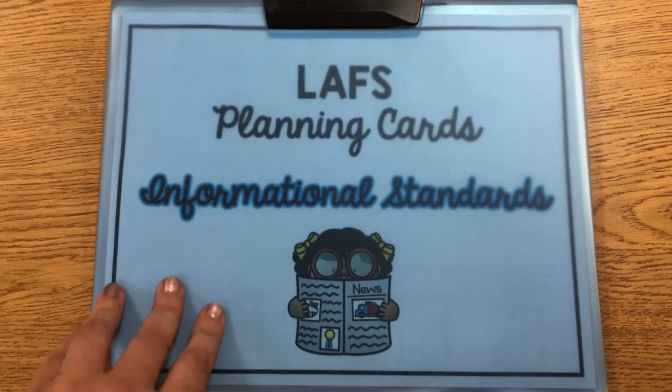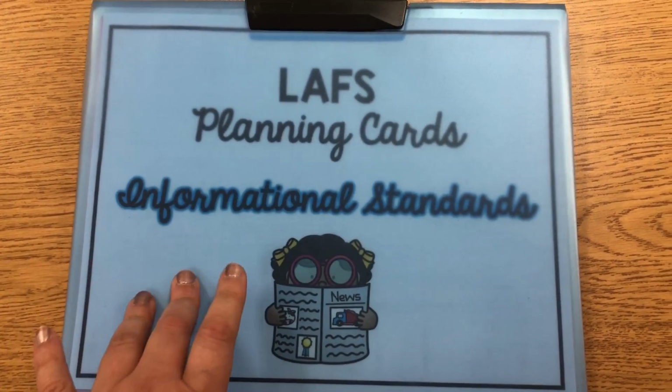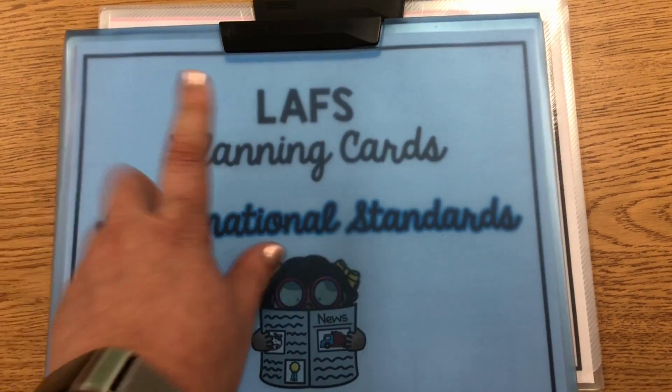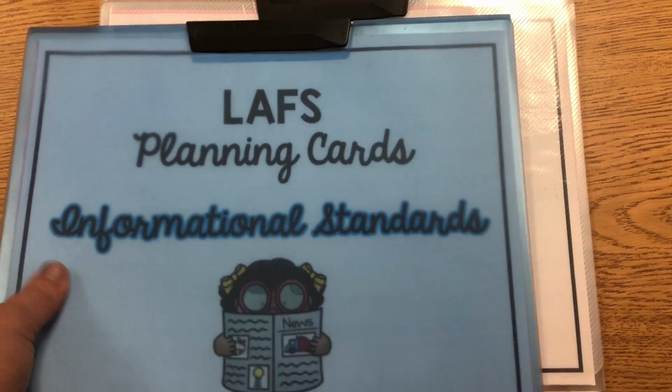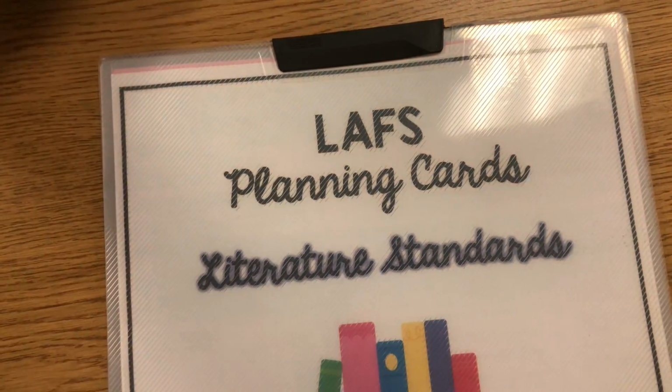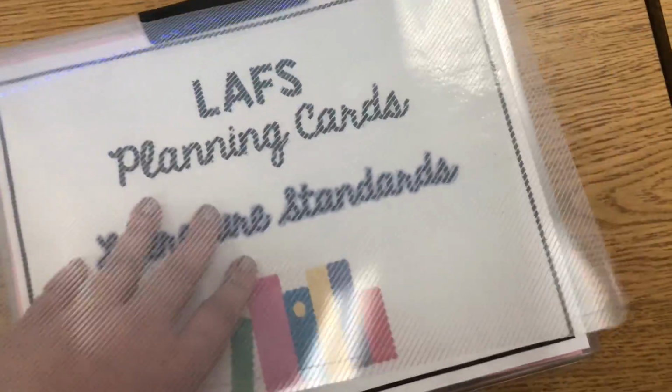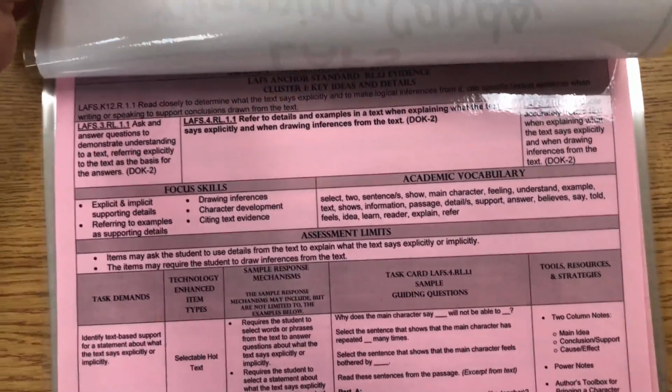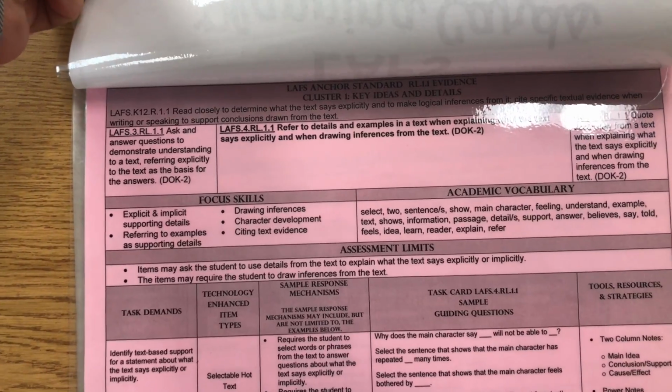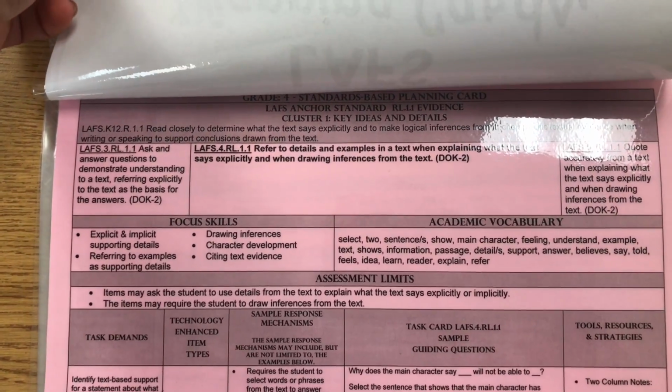Another thing that is important for me to use when I'm planning my reading and language arts is to use the LAF planning cards that my district provides. So this is informational standards, and these are the literature standards. And I actually have to look at the literature standards because those are the ones that we're focusing on. And I do have to print new ones because my district just updated them. But they pretty much lay out everything that you need to know about the standard.